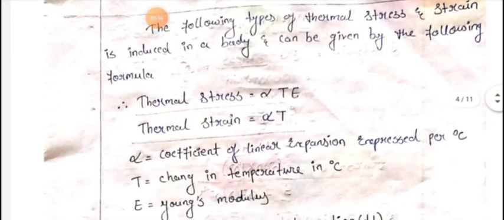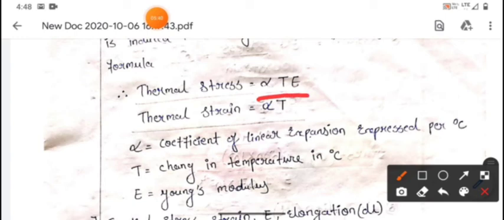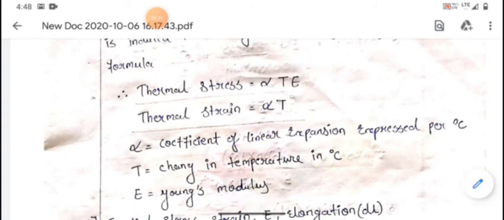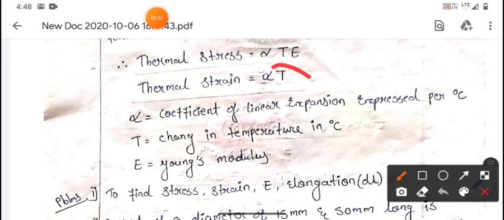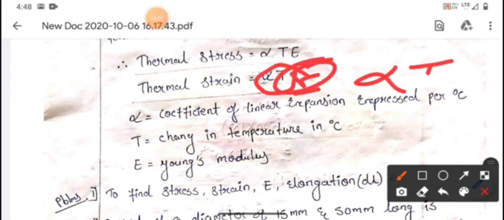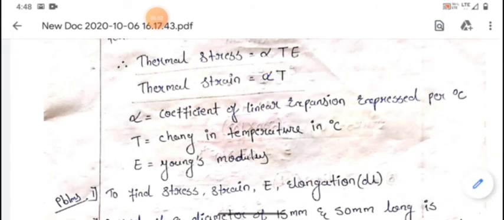So following are the thermal stress and strain. You can see here the thermal stress. Alpha is the thermal coefficient of linear expansion, T is the temperature change, E is the Young's modulus. They are noted here one by one, you can study it. And thermal strain, what is thermal strain? The only difference is alpha T. Here Young's modulus will not come, only alpha T. Strain means alpha T. So easily you can understand that.